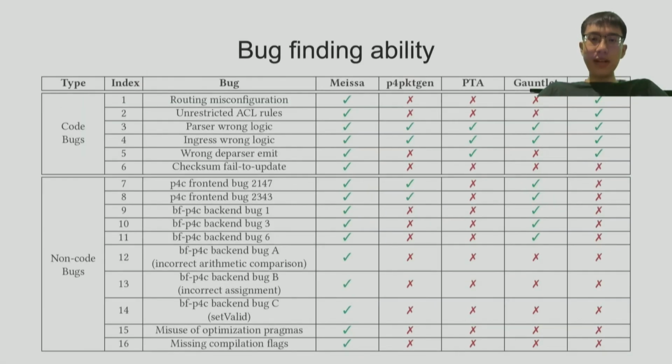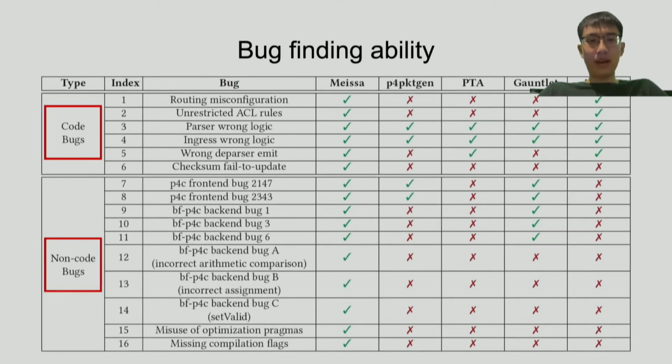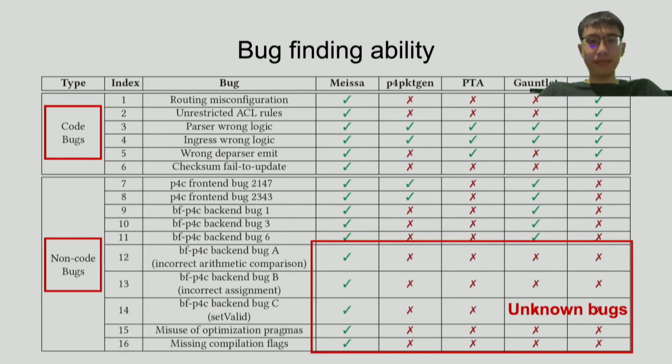We also evaluate the bug finding ability of Meissa. Compared with P4 Packet Gen, PTA, Gauntlet, and Aquila, Meissa successfully identifies both code bugs and non-code bugs. Meissa is able to not only detect known bugs, but also previously unknown bugs.